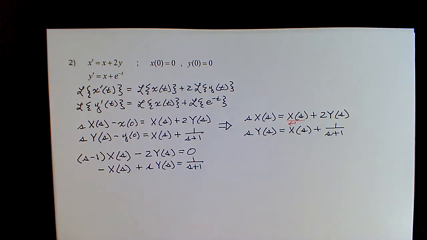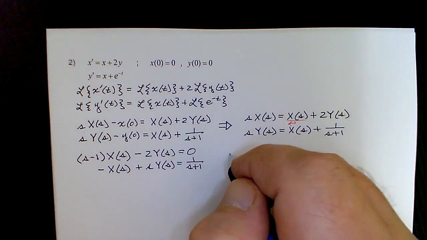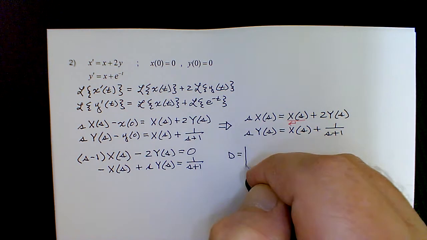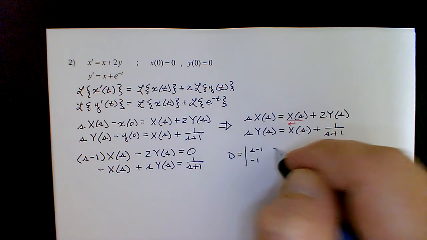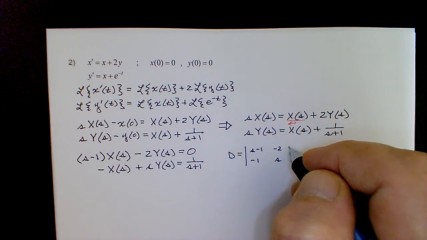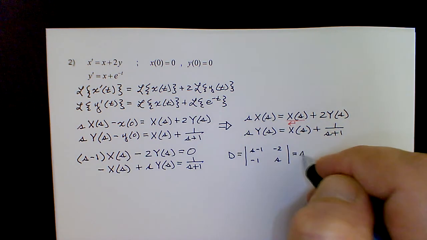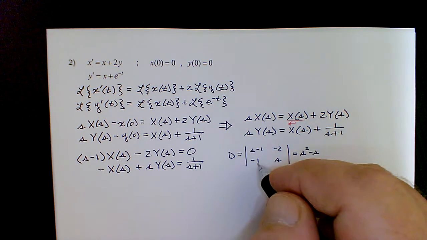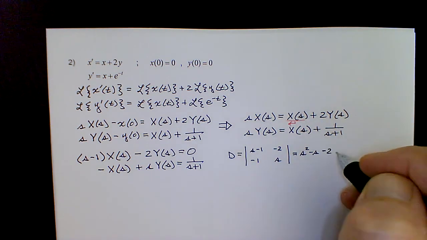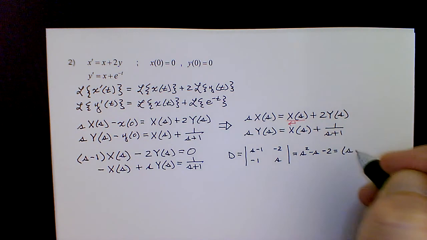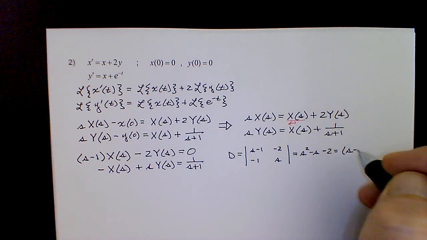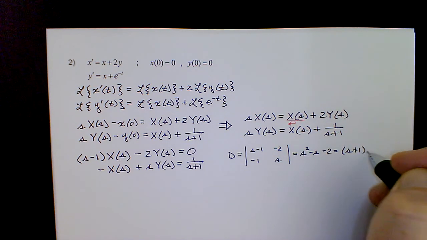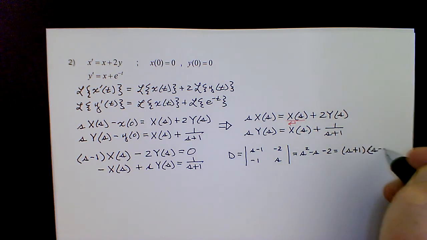Okay, so now it's set up so that we could use Cramer's rule. So I'll start by calculating the denominator. So that's going to be peel off the coefficients, s minus 1, negative 1, negative 2, s. We get s squared minus s. Let's see, this would be plus 2, so minus 2. But then that factors neatly as s plus 1 and s minus 2.